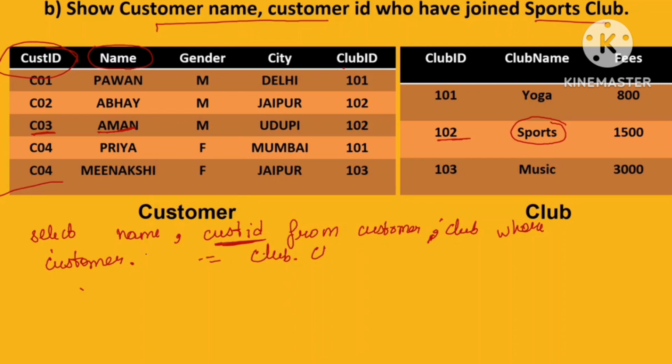So I hope this answer is also clear to you. Here we have displayed the name, customer ID from customer and club, where we have matched that both should have the same club ID, as the club ID column is common. And if you want to display the club ID also, then you have to mention the table name also, because otherwise ambiguity will occur.